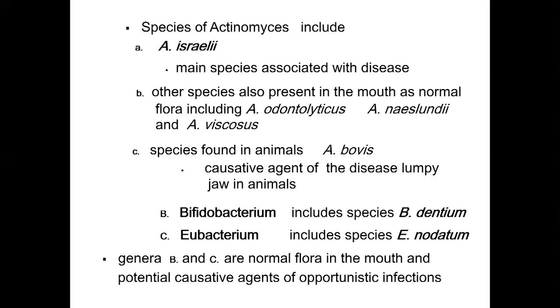So that's genus Actinomyces. Another genus of anaerobic actinomycetes is Bifidobacterium. And one of the species is Bifidobacterium dentium. And there's Eubacterium, another genus of anaerobic actinomycetes, and the species here is Eubacterium nodatum. So these last two genera, that is Bifidobacterium and Eubacterium, are normal flora in the mouth as well, and they are potential agents of opportunistic infection.